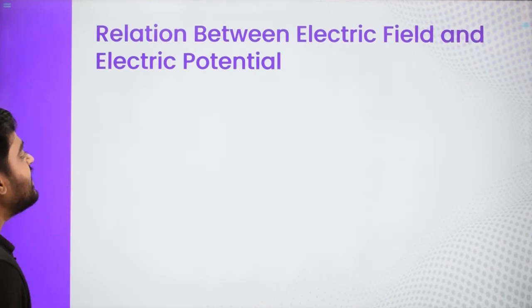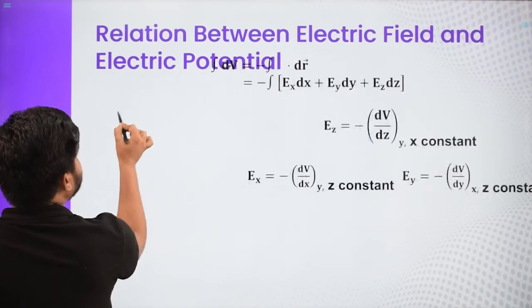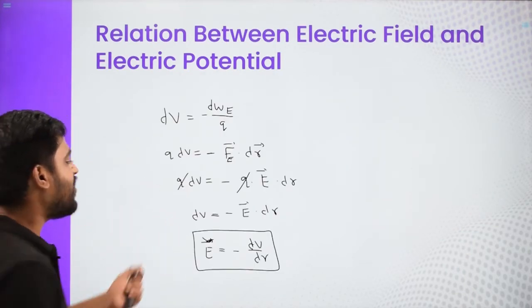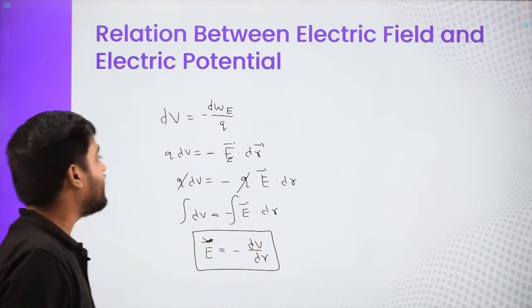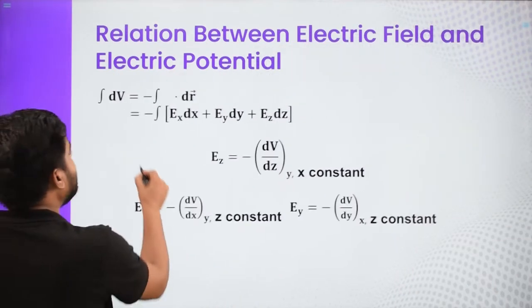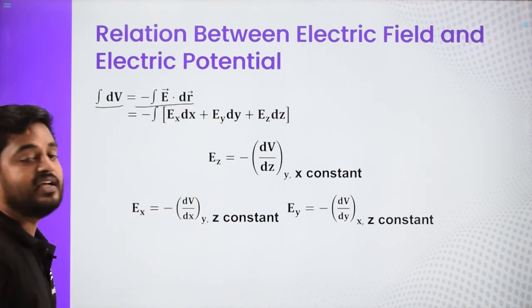So first, if we integrate dV, then integration of dV is nothing but minus integration of E dot dr, which is written over here: integration dV is nothing but minus integration E dot dr.